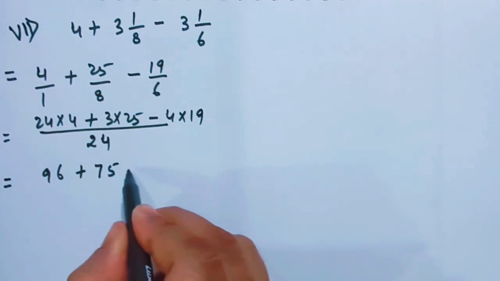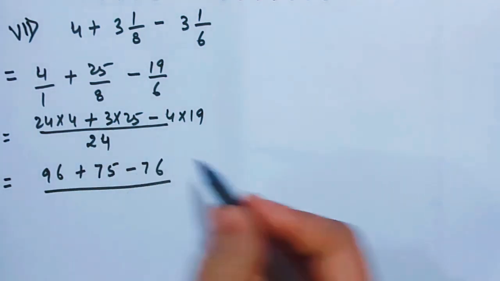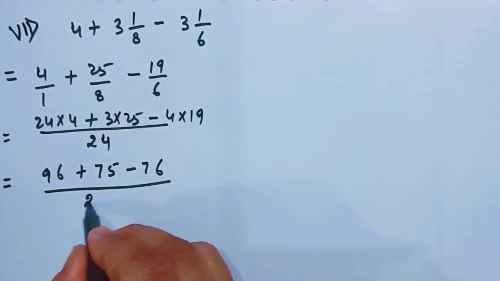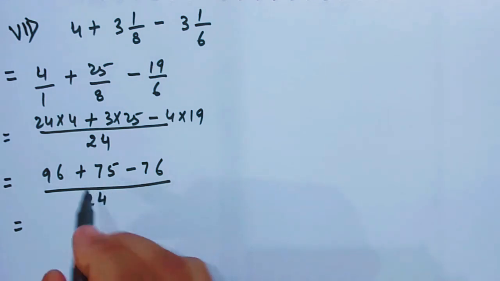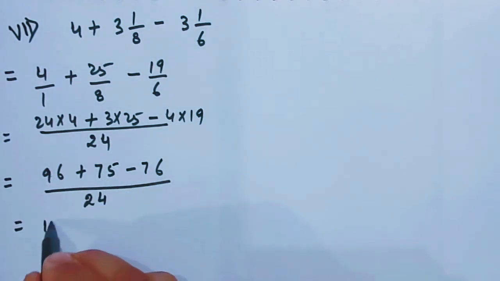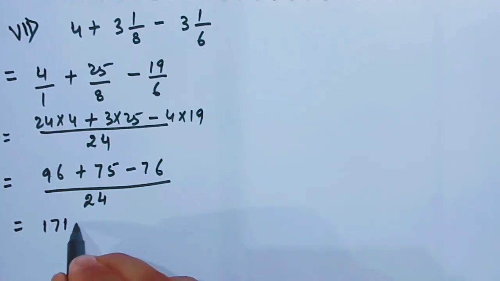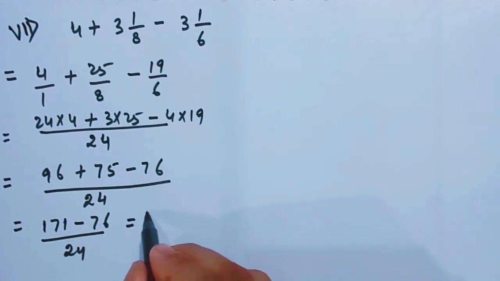See, these are not the things that I'm going to show you, that now you multiply 3 and 25. I'll show you over here. We don't have so much time in life, there are other things to do too. So see, 96 plus 75 is equal to 171 minus 76 by 24. Okay, you subtract and you will get how much?